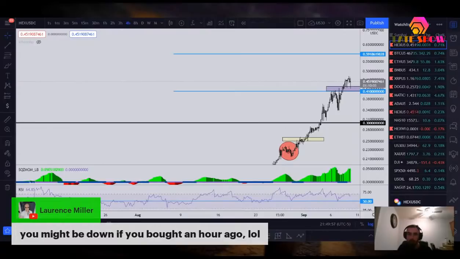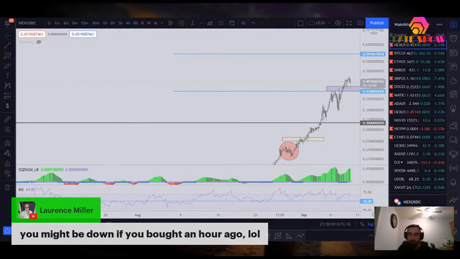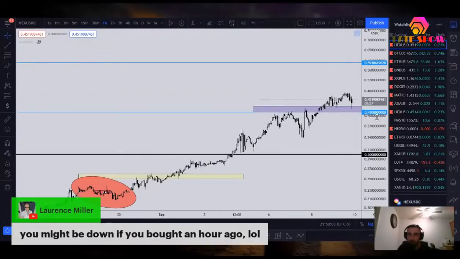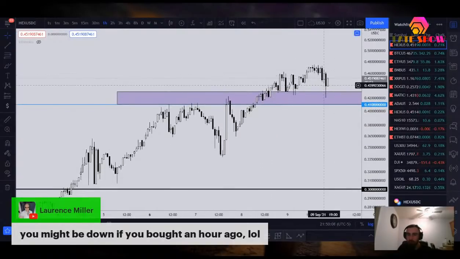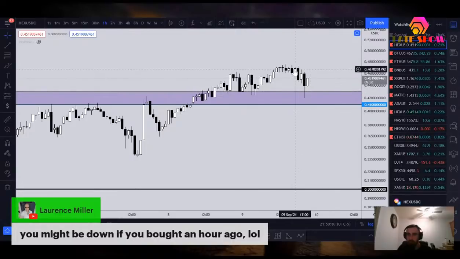Yeah, you might be down if you bought an hour ago. Where are we at? We're back to 45 cents though. So let me just zoom in on this 1 hour chart. Let's see what's happening here. I mean, yeah, we're starting to get a little bit, I'm not going to call it a pump, but we see this price action. 3 to 5 wave move for a pullback. Wave 1, 2, 3, 4, 5 gone, something like that.